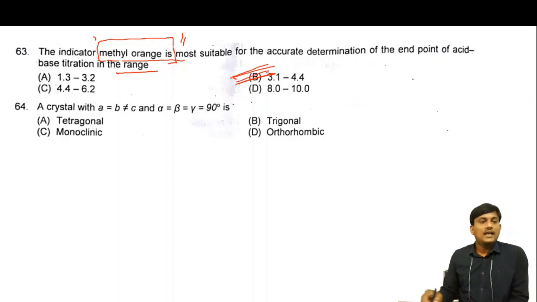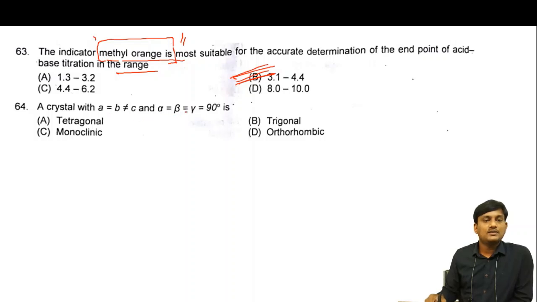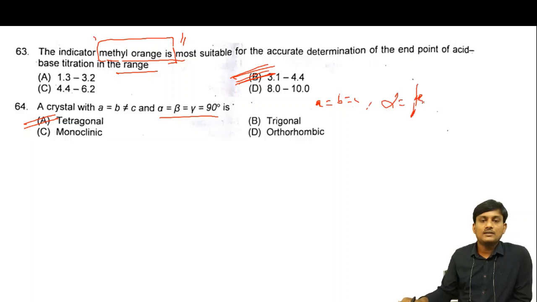A crystal with A is equal to B not equal to C and alpha is equal to beta is equal to gamma is equal to 90. What is the system? It's a tetragonal. We know for tetragonal, A is equal to B not equal to C, alpha, beta, gamma is equal to 90. Trigonal is A is equal to B is equal to C, all are equal, alpha, beta, gamma equal but not equal to 90.